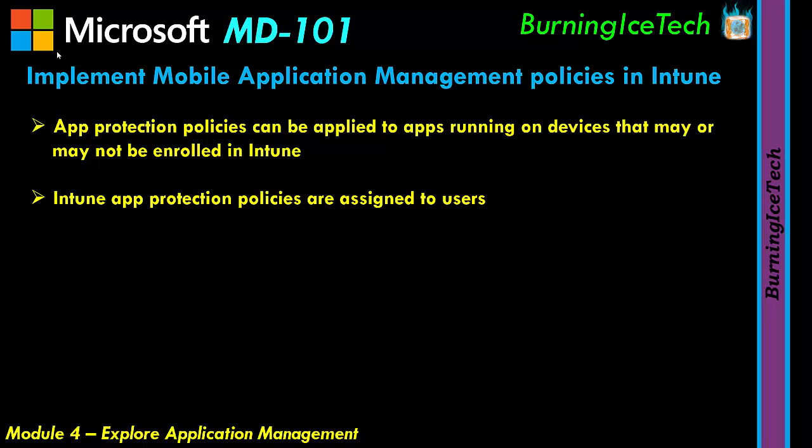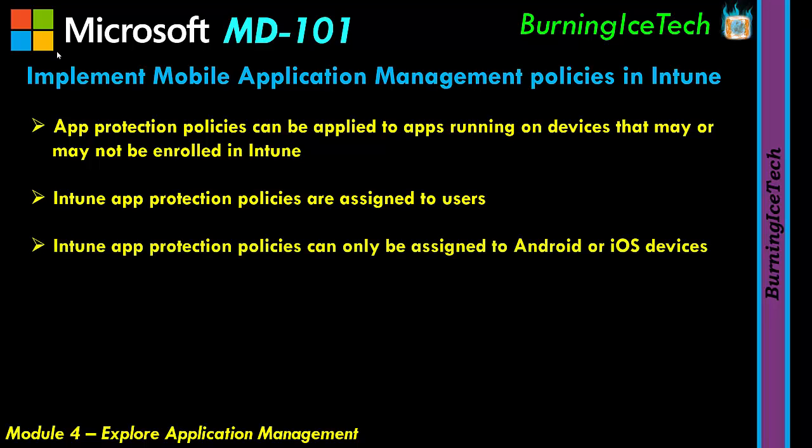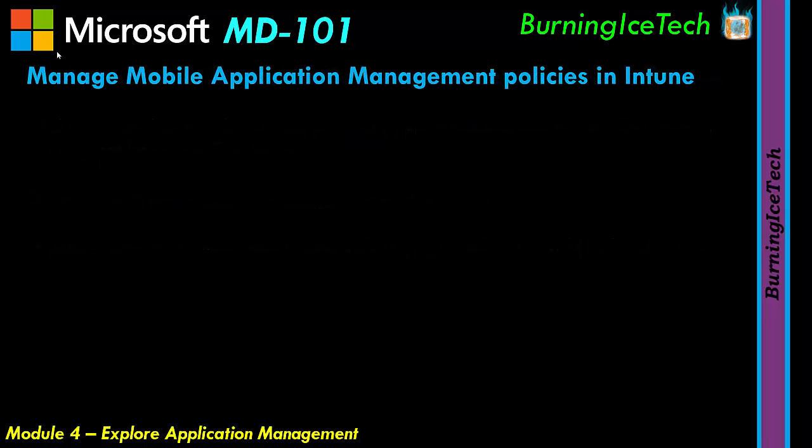Something also mentioned earlier was that Intune app protection policies can only be assigned to iOS and Android devices. If someone has a device like a Windows device, then you want to use something like Windows Information Protection, which I mentioned earlier. And I mentioned to you guys earlier that it's very much the same as these app protection policies, except it's for Windows.